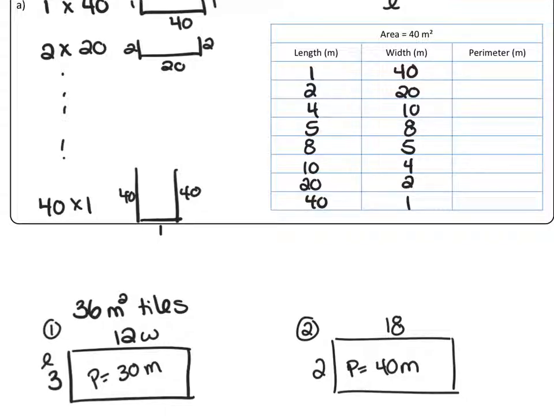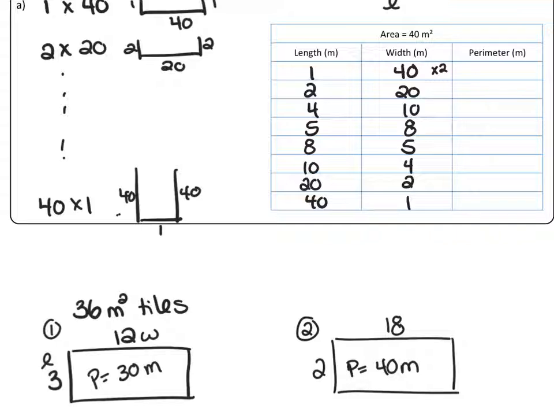So here I've come up with all my different examples: 1 and 40, 2 by 20, 4 and 10, 5 by 8, 8 by 5, 10 by 4, 20 by 2, and 40 by 1. Now notice in our case the width was 2 of them, just like this example here.